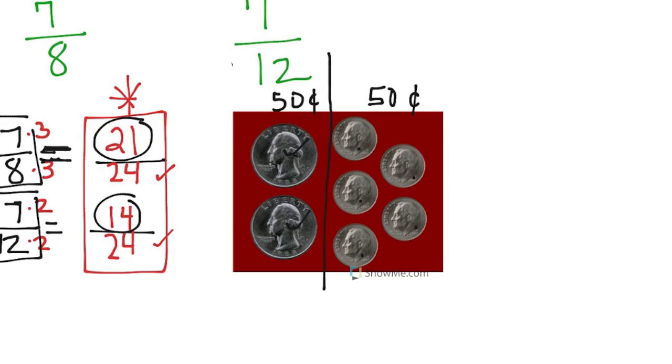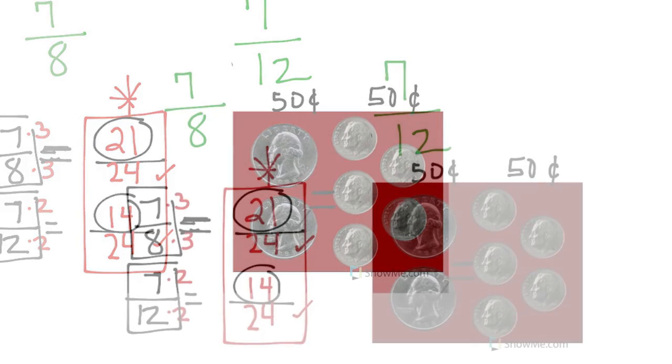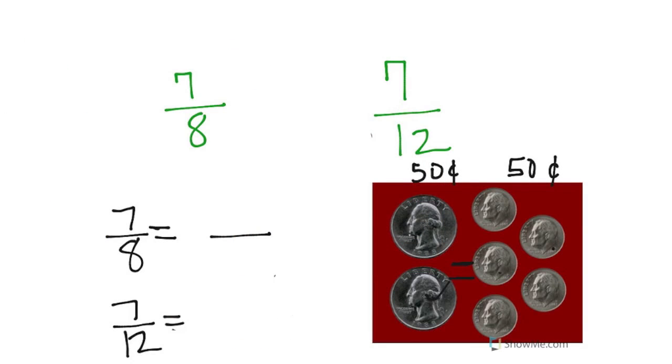Is 2 quarters the same or equal to 5 dimes? Yes. 2 quarters, let me put that right here. 2 quarters is equal to 5 dimes. Now, do they look different? Yes. But do they have the same value? Yes. Same thing over here, guys. 7/8 is equal to 21 out of 24. And 7/12 is equal to 14 out of 24. They may look different, but they have the same value.